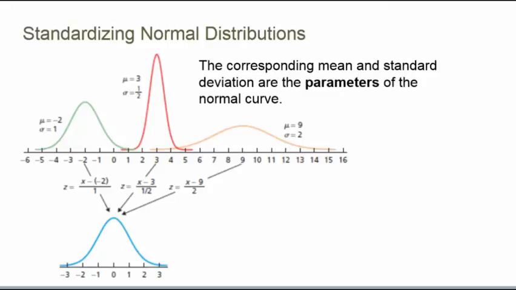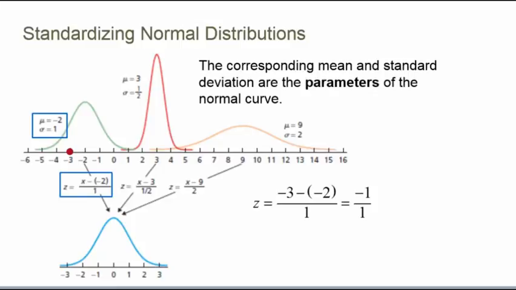Starting with our green curve, which has the mean of -2 and a standard deviation of 1, we want to use the standardized formula for z for this curve, which is z equals x minus -2 divided by 1. If we pick a random point on the graph, such as -3, I can substitute that for x. Z equals -3 minus -2 divided by 1, which gives us -1/1, or -1. And -1 is the same position on the standard normal curve.